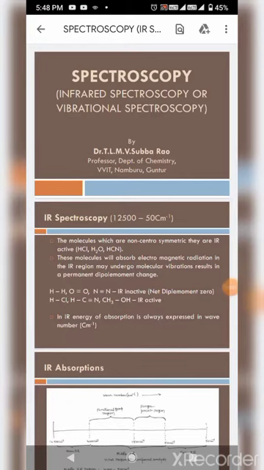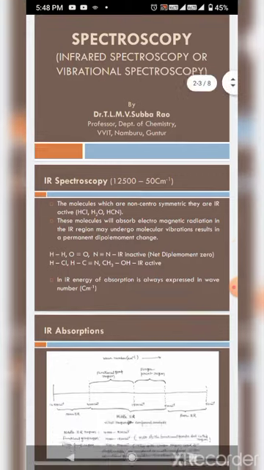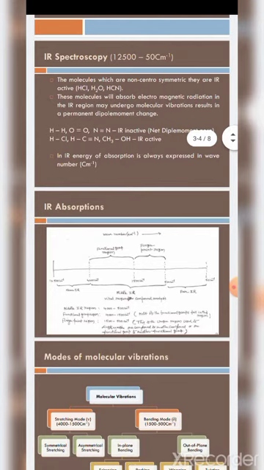IR spectroscopy. The full form of IR spectroscopy is infrared spectroscopy, or it can also be called vibrational spectroscopy. So let's see what is meant by IR spectroscopy. The molecules which are non-centrosymmetric are IR active. Means the molecules which are non-centrosymmetric can exhibit IR spectroscopy, like HCl, H2O and HCN.